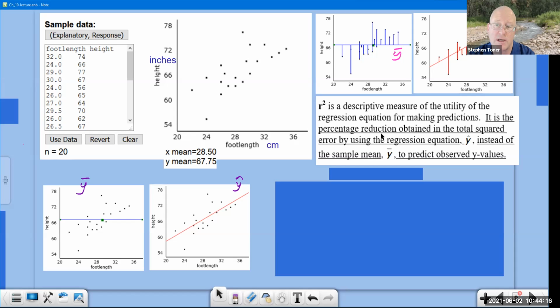How useful? Let's see. It is the percentage reduction obtained in the total squared error by using the regression equation y hat, using the red one, instead of the sample mean y bar, that's the blue one, to predict the observed y values. It's the percentage reduction obtained. It's a percentage.